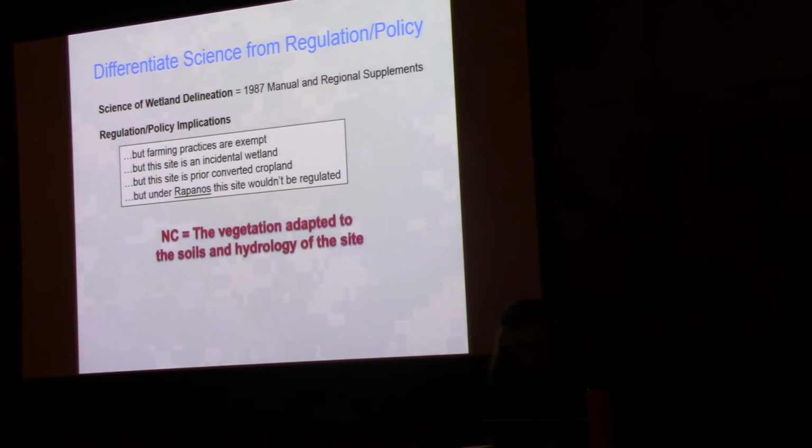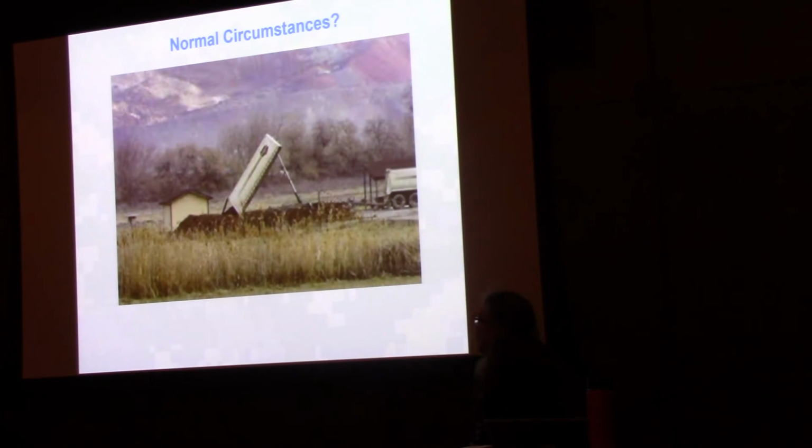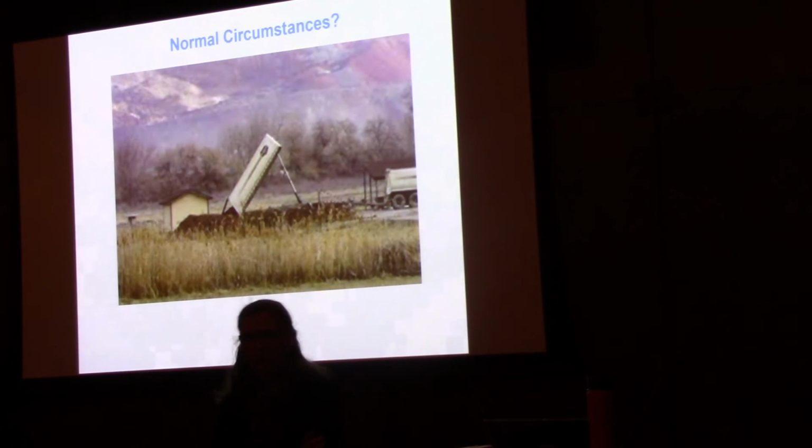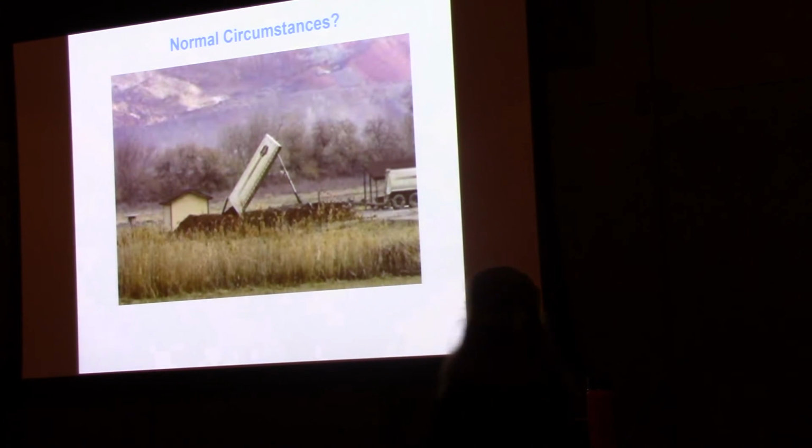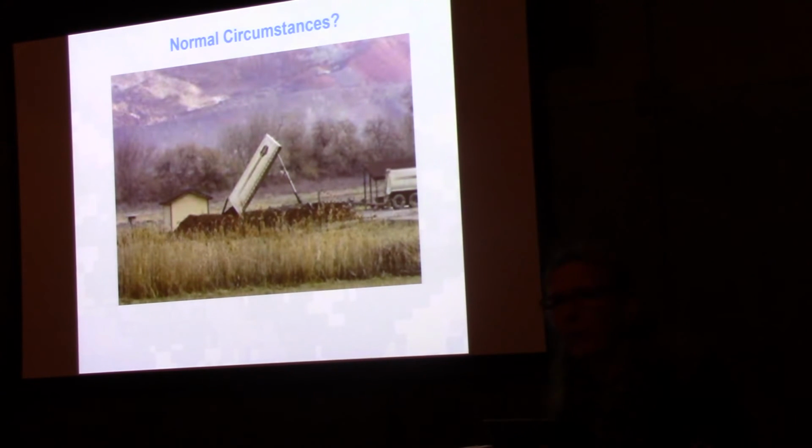So I'm going to run through a few examples and we'll just see what people think. So is that the normal circumstances? You can see it's all cattails in the front, or maybe it's phragmites, but either way, it's a wetland. Is that the normal circumstances?